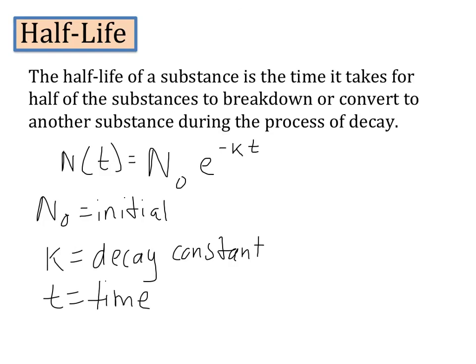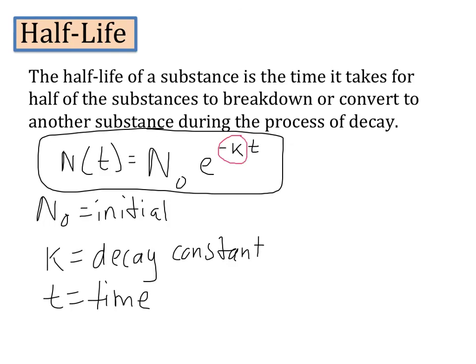So the half-life of a substance is the time it takes for half of the substance to break down or convert to another substance during the process of decay. And we can figure that out using this formula. Which, if you notice, is very similar to the previous equation that we did. So the difference is that our rate is now negative.